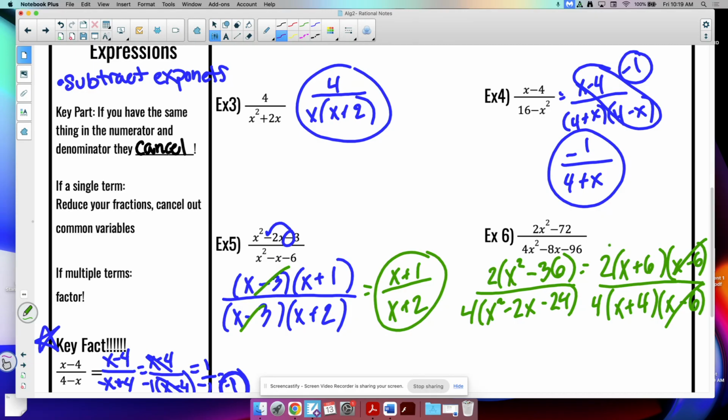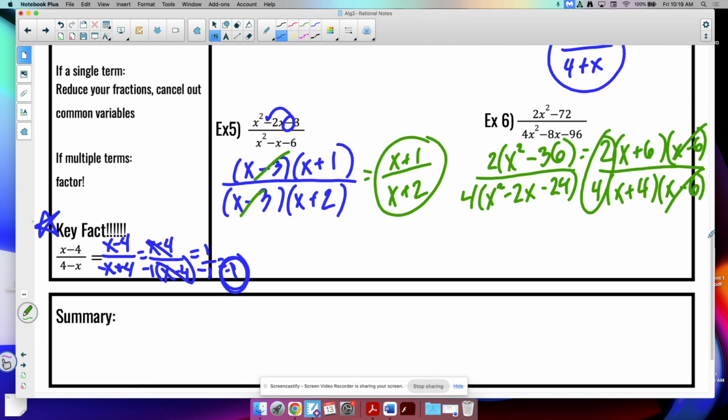So in the front, we have 2 and 4. What number divides both 2 and 4? 2. So you can still reduce numbers in the front just like you would always reduce in a fraction. So 2 divided by 2 leaves us with a 1. We still have x plus 6. On the bottom, what's that 4 going to turn into when we divide it? A 2. And then we still have that x plus 4.